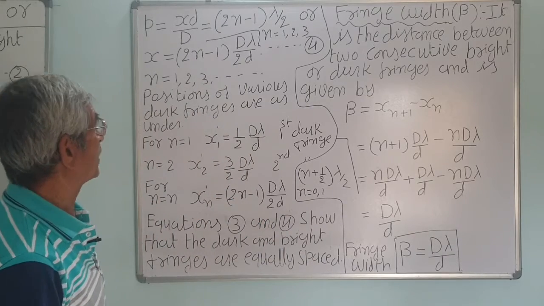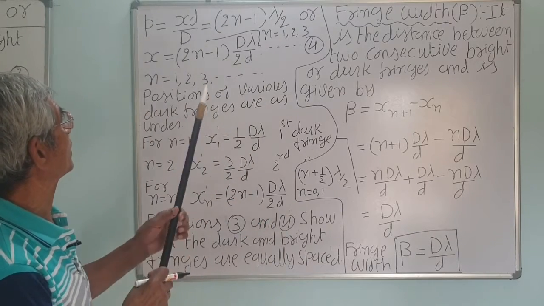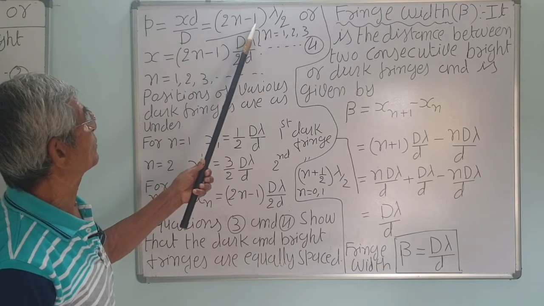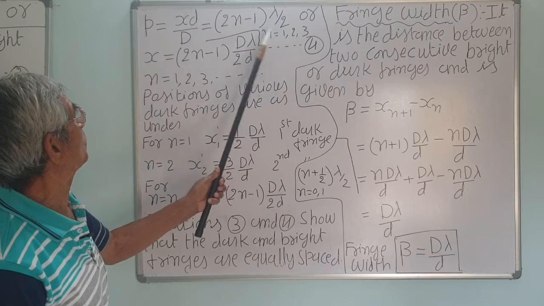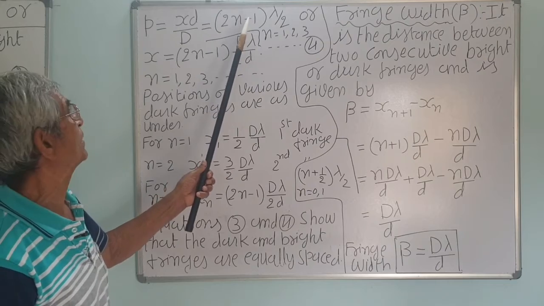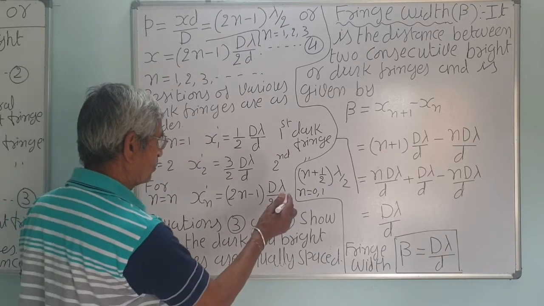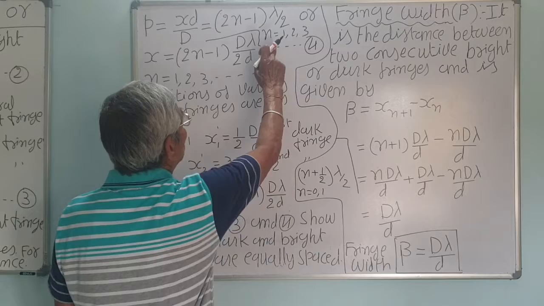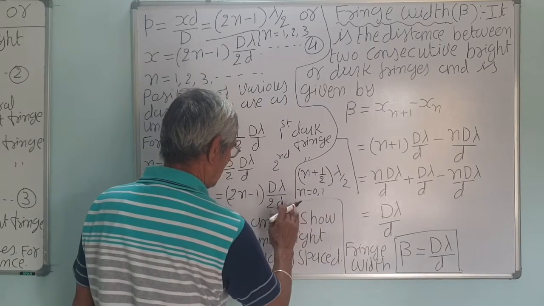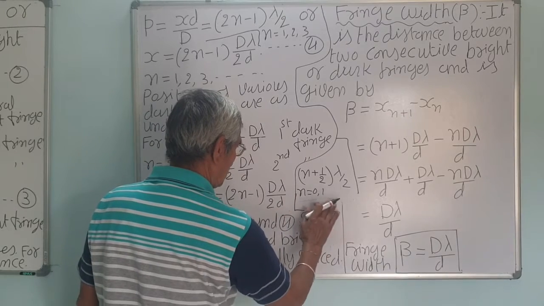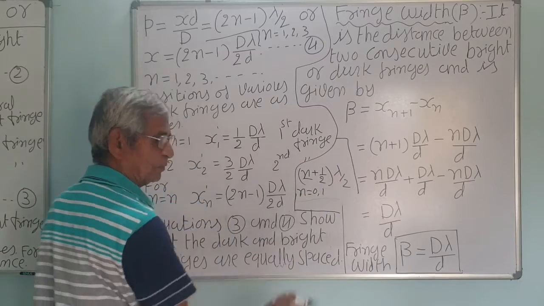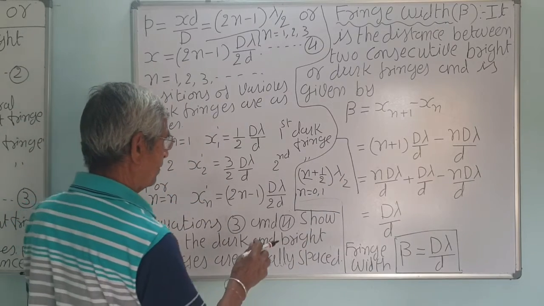Remember, the things are the same. Both the things are the same. If n is equal to 1, that is 2 minus 1, the path difference is lambda by 2. If n is equal to 2, then 4 minus 1, that is 3 by 2 lambda. Similarly here also, but here n is equal to 0, there n is equal to 1. You can write any equation, both are correct. Correct? So if n is 0, then it is half lambda, that is lambda by 2.